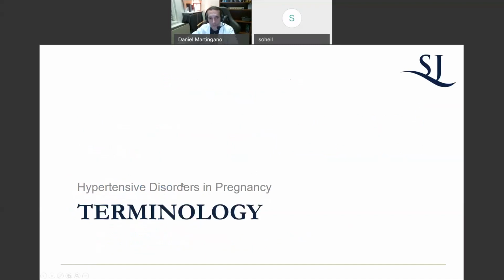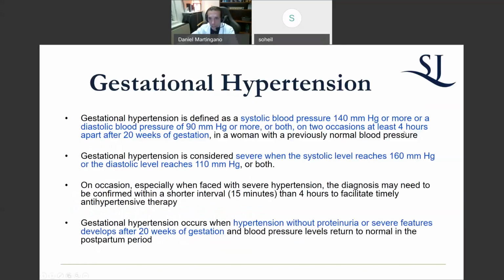So let's first clarify our terminology. Important to remember for all of you who may have been on your primary care rotations, etc. In the obstetrics world, hypertension is defined as, it starts anyway, as blood pressure of 140 systolic or a diastolic blood pressure of 90 millimeters of mercury, okay?